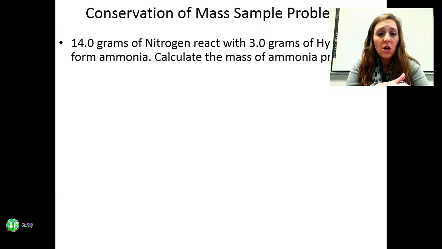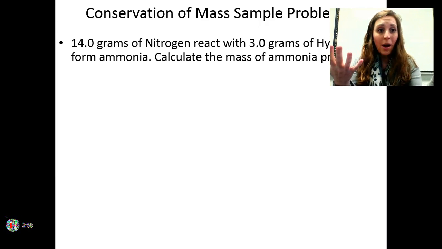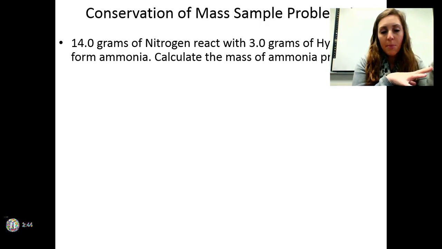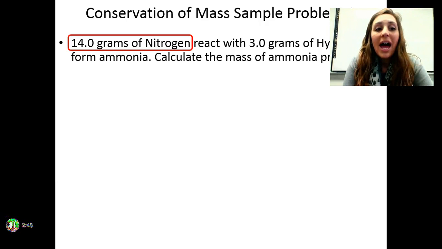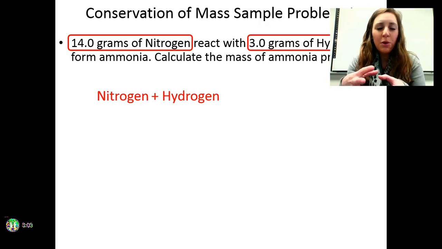Let's do a sample problem. 14 grams of nitrogen react with 3 grams of hydrogen to form ammonia. Calculate the mass of ammonia present. When you read this, you have to read it like a story. What happened? Nitrogen came together with hydrogen and made ammonia. The things I start with are my reactants. I have 14 grams of nitrogen to start, so that's one of my reactants, and as a reactant I put it on the left side of my equation. That's reacting with 3 grams of hydrogen, so I'm going to add those together because those are both my reactants.